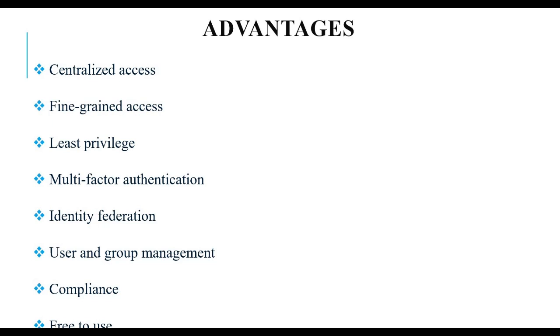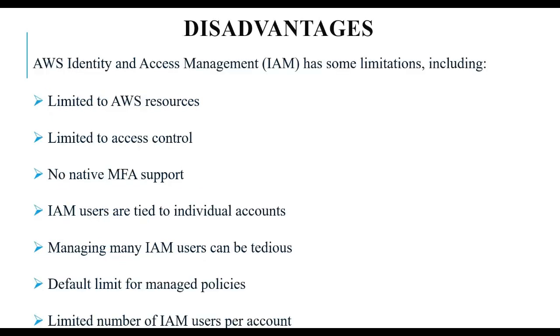Then let's go to the limitations and disadvantages. AWS Identity and Access Management has some limitations, including limited to AWS resources, limited access control, and no native MFA support. IAM users are tied to an individual account. Managing many IAM users can be tedious. There is a default limit for managed policies. And there is a limited number of IAM users per account.